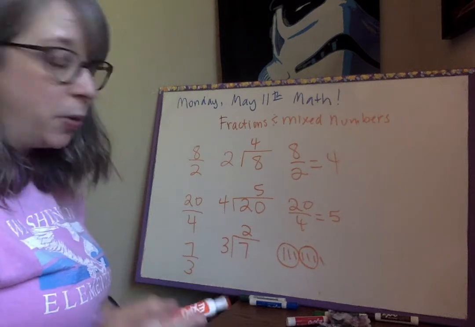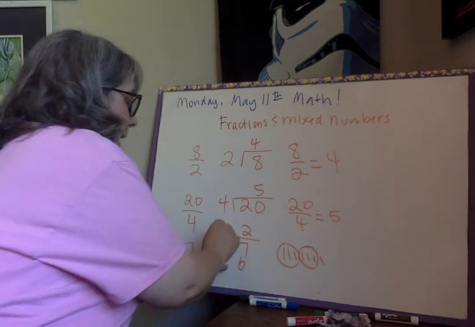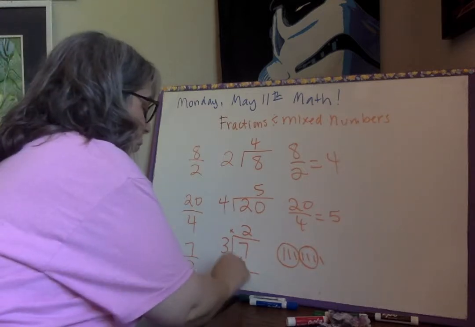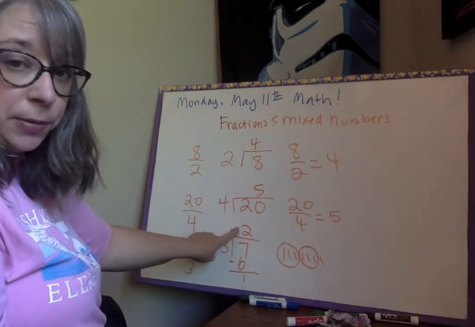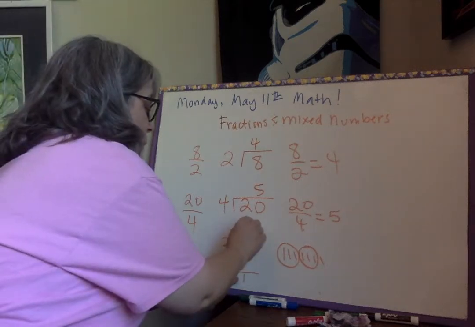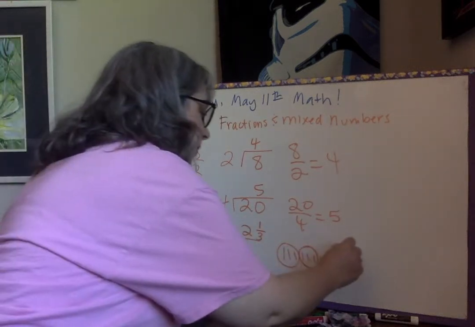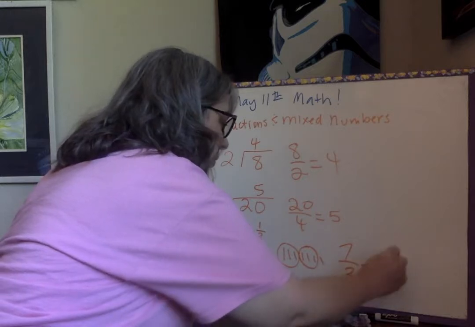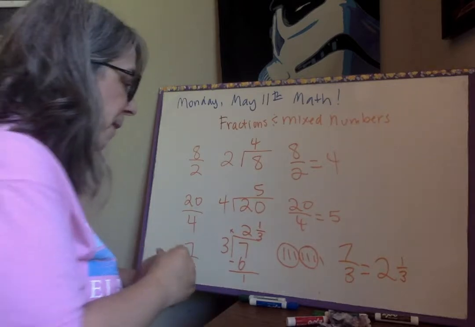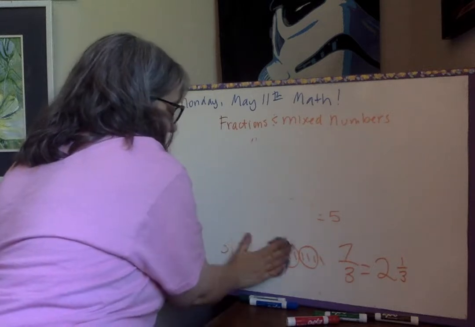Now, this is where it's important. 2 times 3 is 6. And now we're going to subtract. So 7 minus 6 is 1. So we have 2. 2 is our whole number. But we still have a remainder. And since we're working with fractions, we're going to say 1 third. So 7 over 3 equals 2 and 1 third. Should I try another one? Let's do it. Let's try another one.